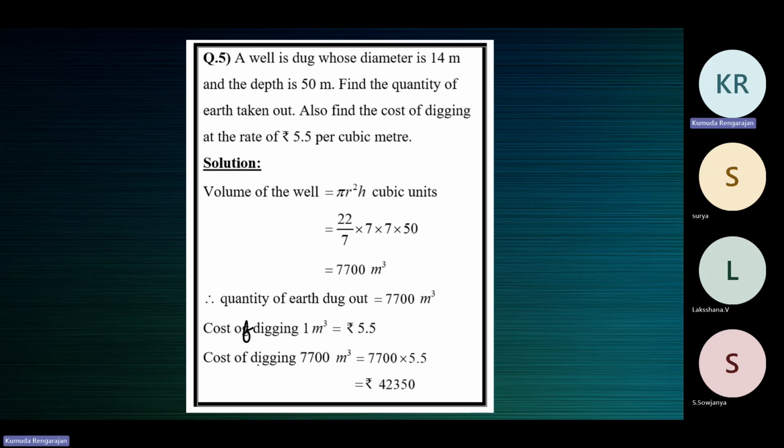So volume of the well, pi r square h. You can see the volume is 7,700 meter cubed. So therefore, quantity of earth dug out is 7,700 meter cubed. Cost of digging 1 meter cubed is 5 rupees 50 paise. So the cost of digging 7,700 meter cubed would be 7,700 into 5.5, which is 42,350.